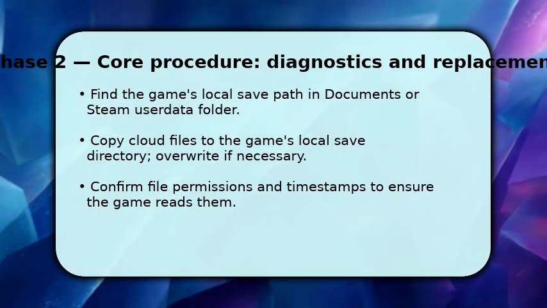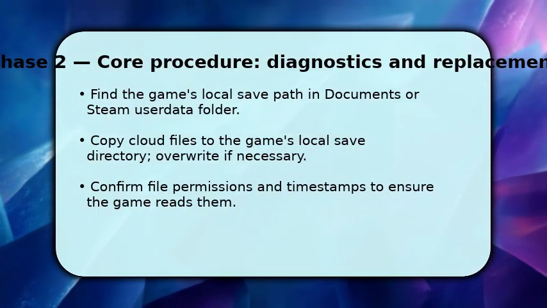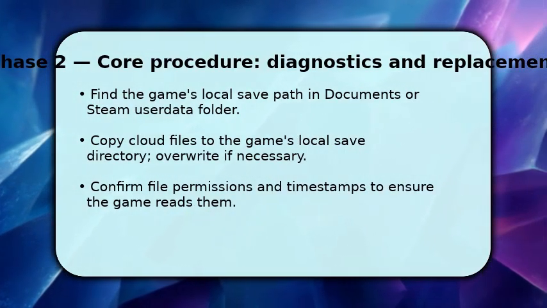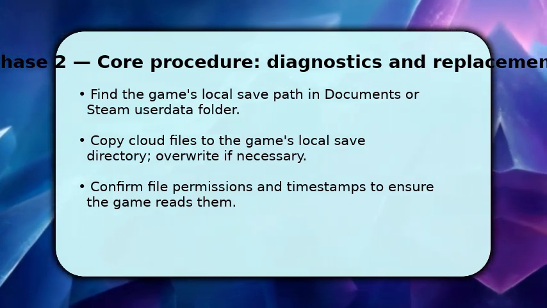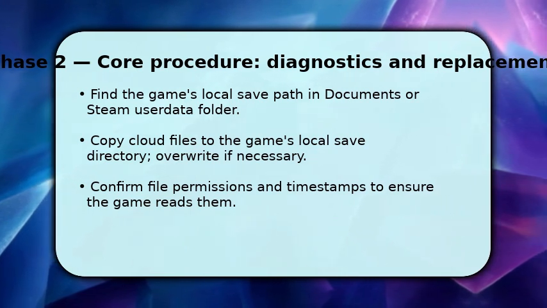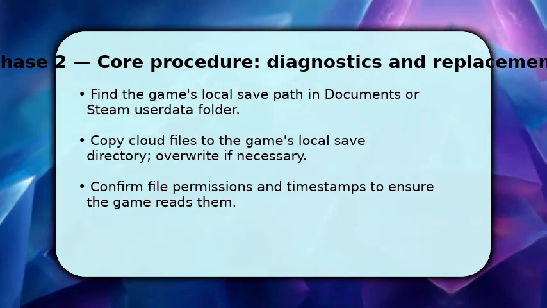Next, locate the game's local save folder. This is often in Documents, App Data, or Steam's User Data path. You need to copy the files you backed up, or the ones still on disk, into that local save directory so the game loads them instead of contacting the cloud.